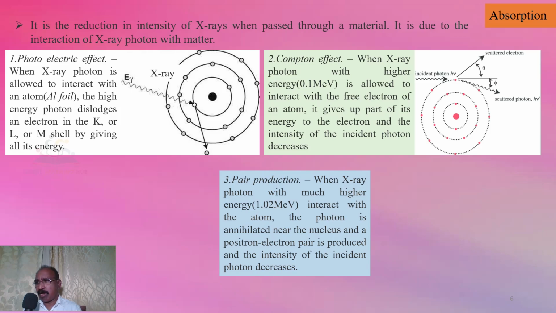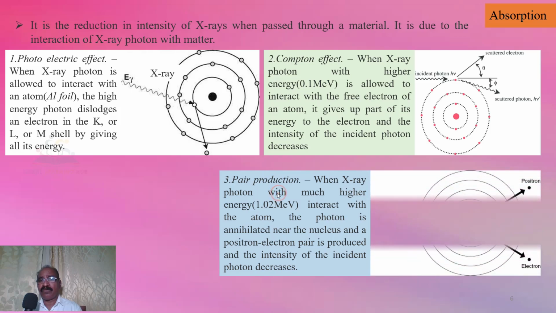So now in the Compton effect, the electrons are scattered with a lesser energy. The X-ray is also scattered. Part of the energy is given to the electron in the outermost orbit, and it moves in another direction with a lesser energy. And this is called the Compton scattering.